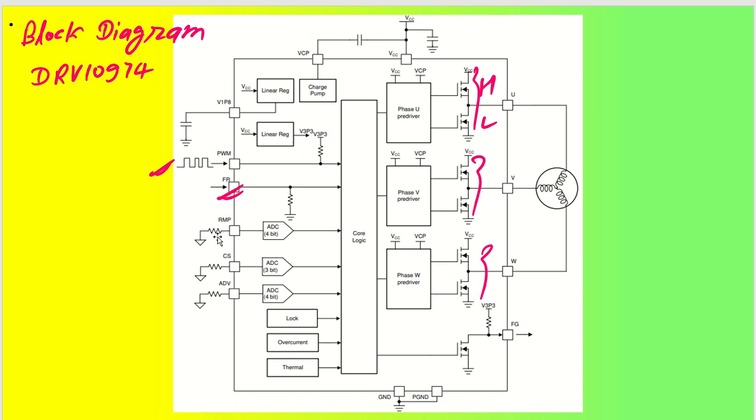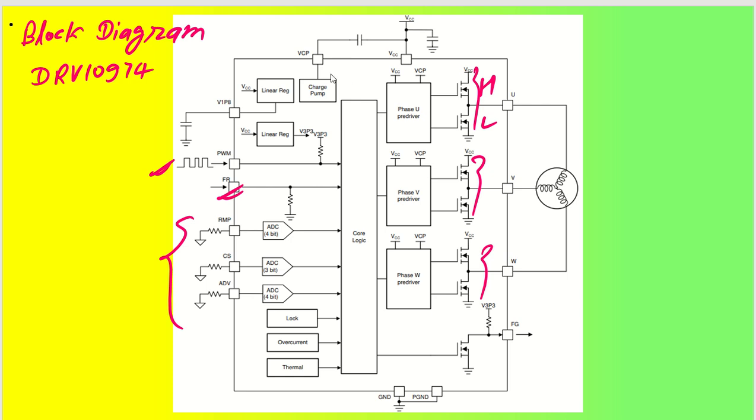Then we have the acceleration profile pin, which has one ADC inbuilt inside. Then we have the current setting pin or current limit pin, and then the lead angle setting pin. So these three resistors will be needed to set all these three profiles. Now coming back to the ground and power ground, both of them can be shorted together, there is no need to worry about this.